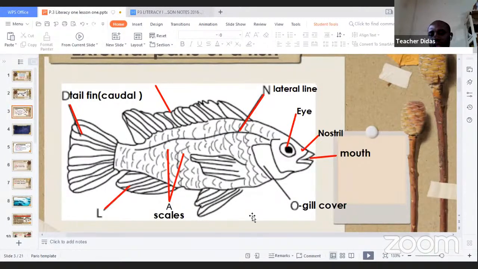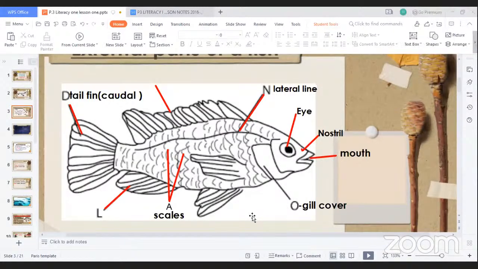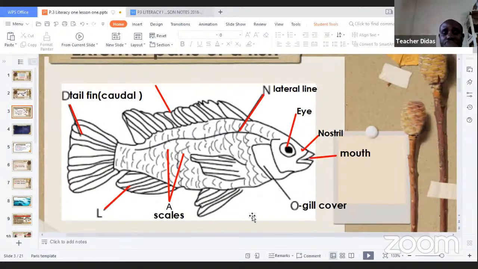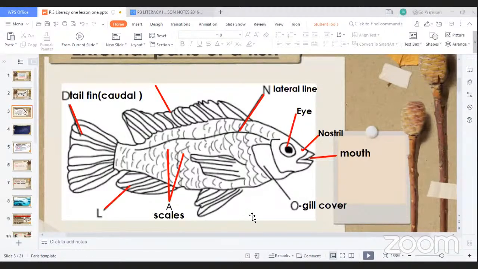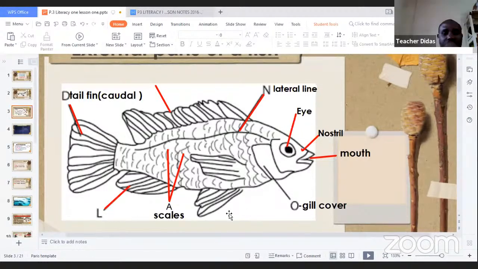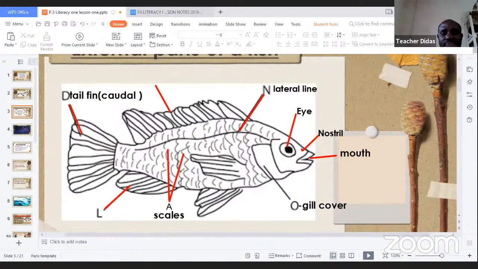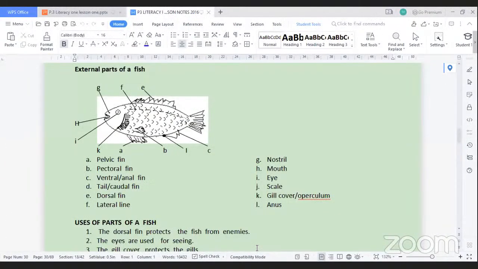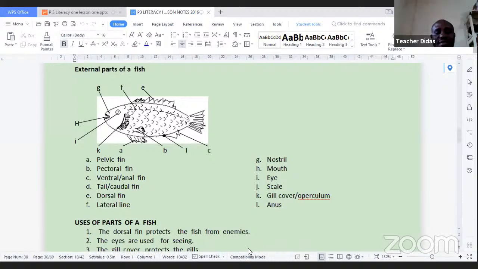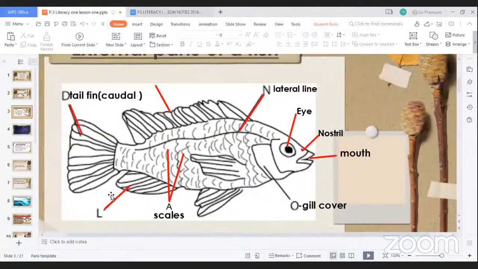Okay, let's go on. Let me give a chance to Vaviri and Nakato. Vaviri and Nakato, how are you? Which part are you giving me? Part L. Yes, what name is given to part L? Yes, what's the name? Sorry? Pelvin. This one?